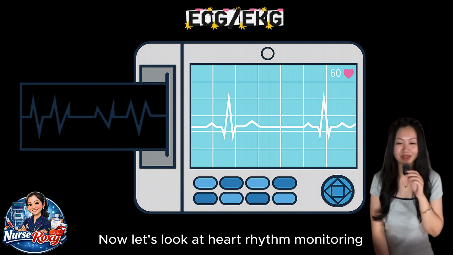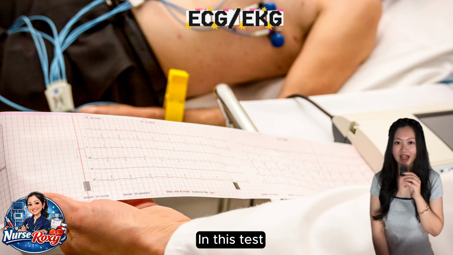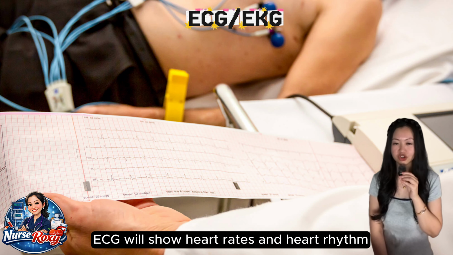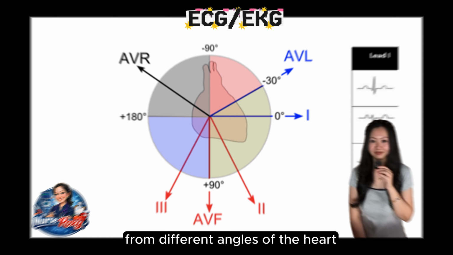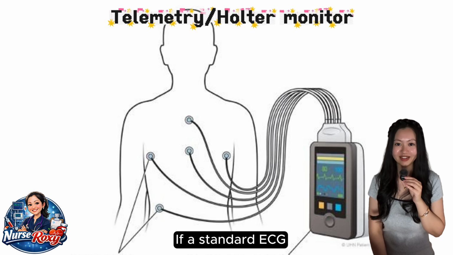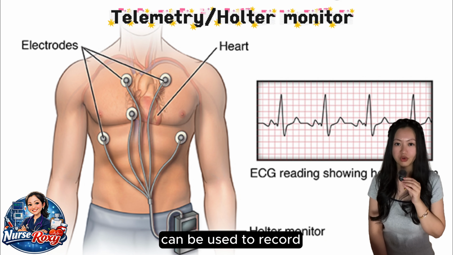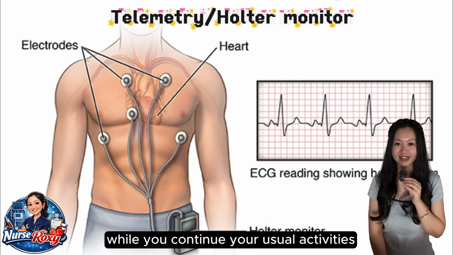Now let's look at heart rhythm monitoring. The most common heart rhythm test is electrocardiogram, ECG. In this test, electrodes are placed on the chest, arms, and legs to record electrical activity. ECG will show heart rate and heart rhythm from different angles of the heart. If a standard ECG does not capture the issue, portable devices such as a telemetry or Holter monitor can be used to record heart rhythms over hours or days while you continue your usual activities.